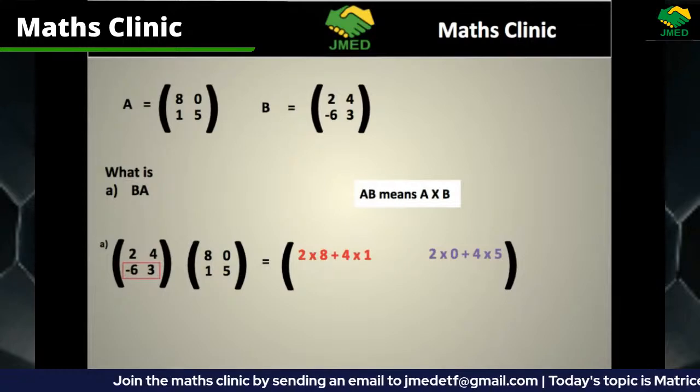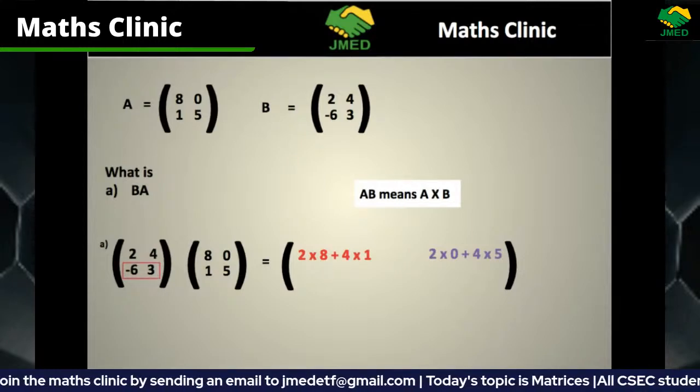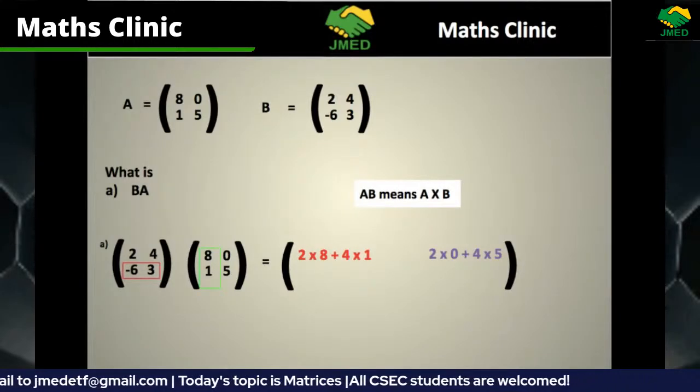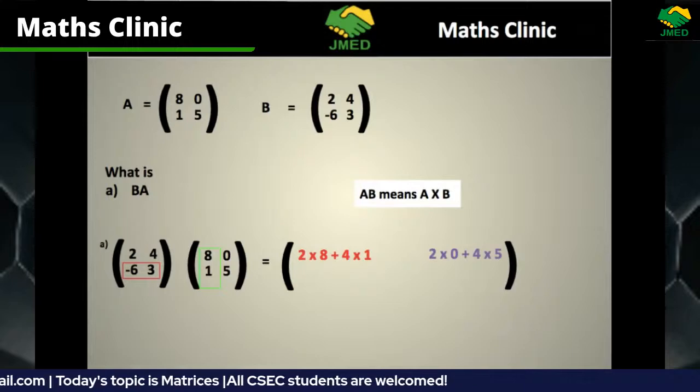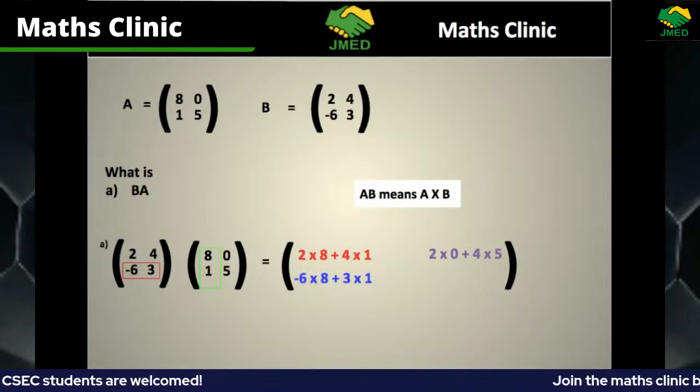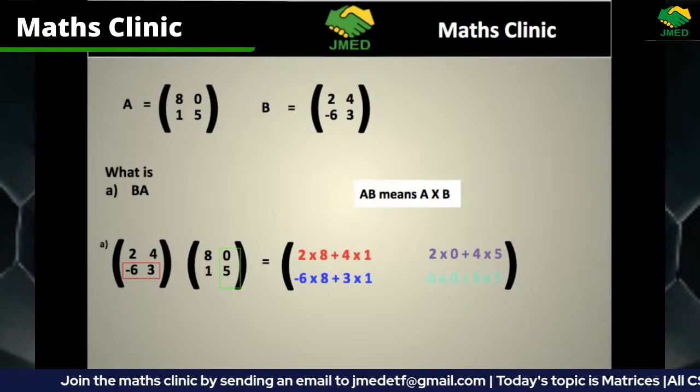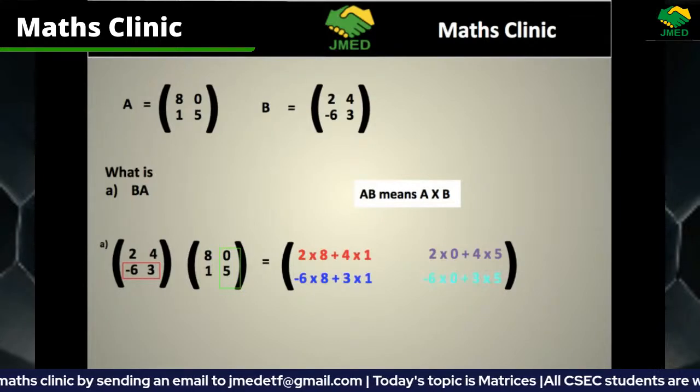And now we're going to do that same set of operations, but now on the first column with the second row. So -6 will work on the 8 and 3 will work on the 1. Again, remember, it's always going to be times and it's always going to be plus between the 2. And then the last stage of the multiplication is now to do -6 with 0 and 3 with 5.